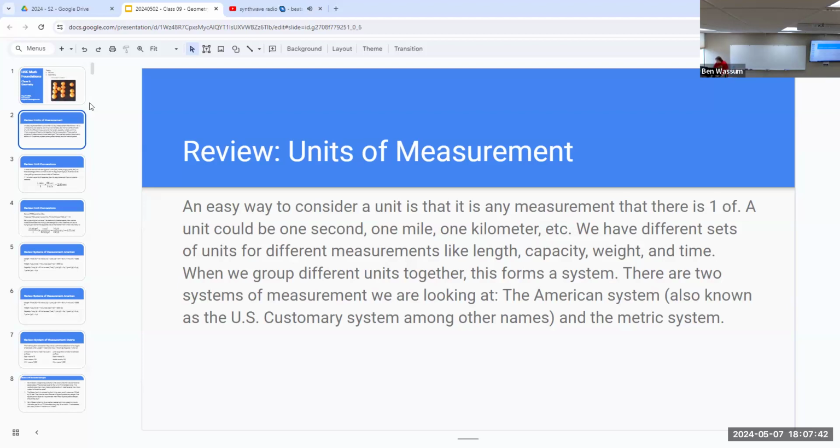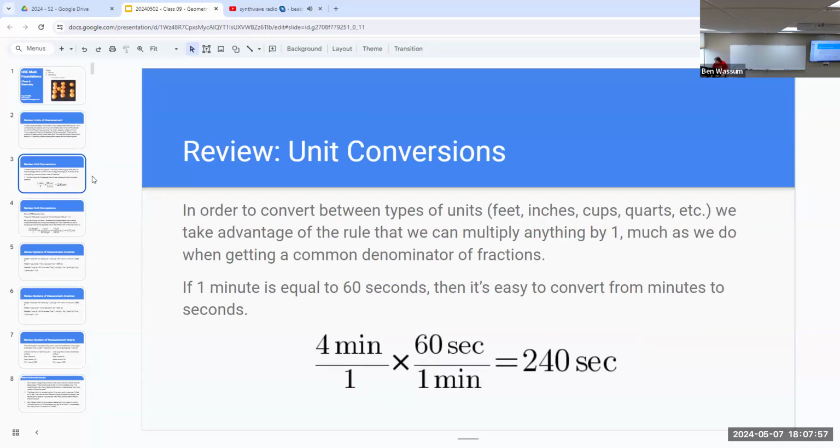How many feet are in a mile? 5,280, of course. Why wouldn't it be? Where did they get that number? I don't know. So the main thing we covered on doing those was unit conversions.